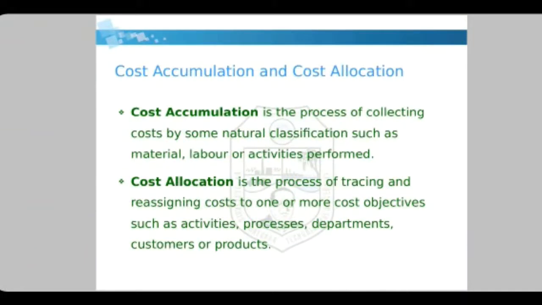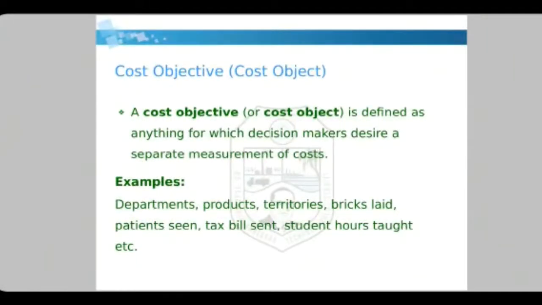Now in the second definition, we have used one term, cost objective. We will talk about it. So what is the meaning of cost objective? A cost objective is defined as anything for which decision makers desire a separate measurement of a cost. Anything for which decision makers want to calculate a separate cost.